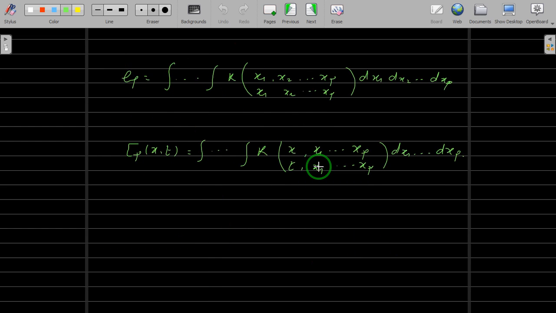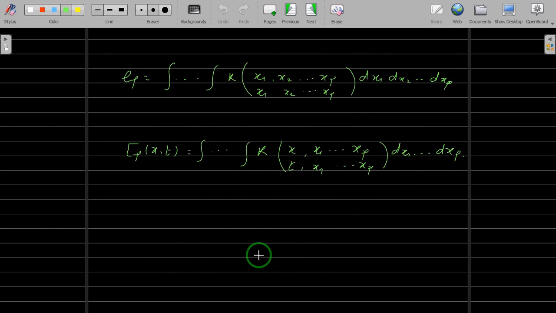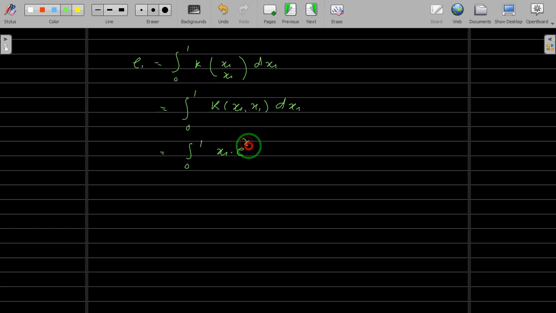So this is all about your capital Ci's, that will help us to get this value of capital D(x,t;lambda). Let us take this small ci's. Okay, so now c1 is nothing but integral 0 to 1 of K of x1, x1 dx1. This is integral 0 to 1 x1 into e raised to x1 dx1. And when you evaluate this integral, you will get the answer as 1.